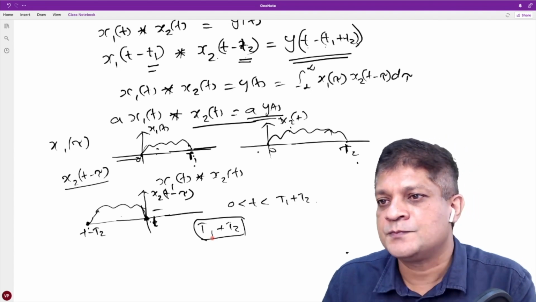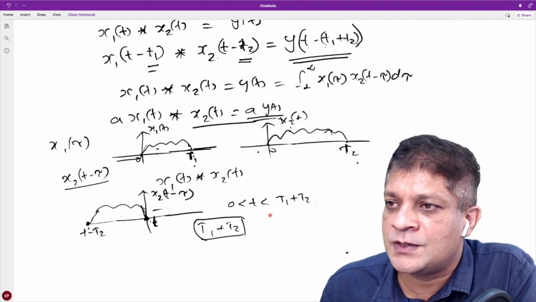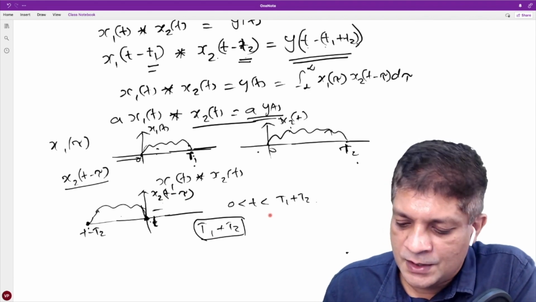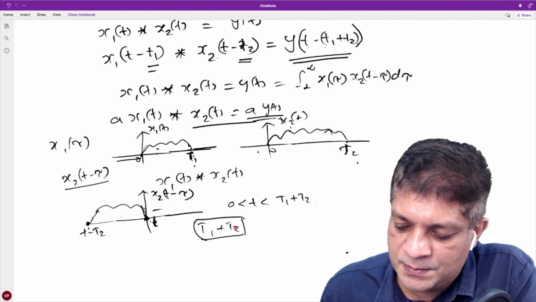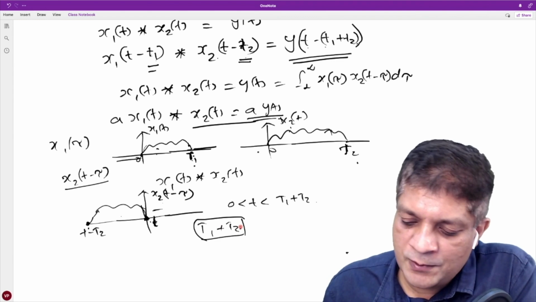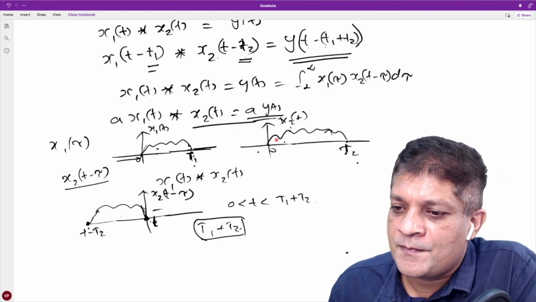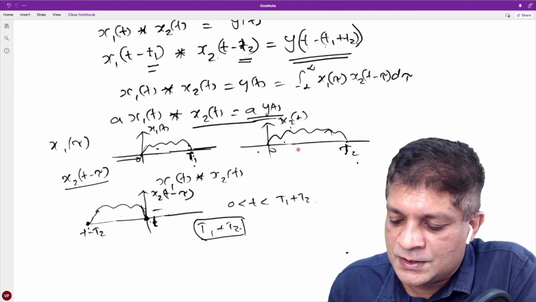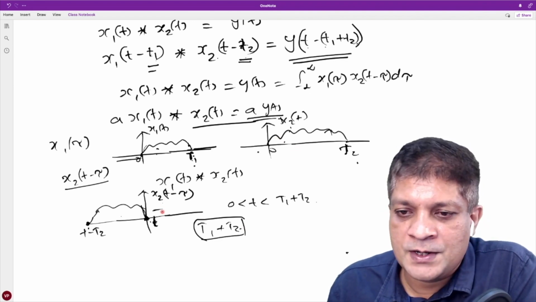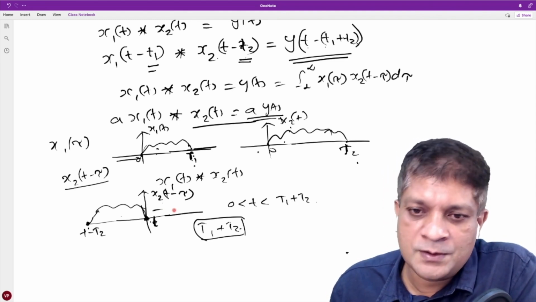Is it true? Convolution of two finite duration signals is always a finite duration signal. If T1 and T2 are finite, T1 plus T2 is also finite, isn't it? If one of these signals is infinite duration, then what will happen? Then the convolution is also an infinite duration signal.